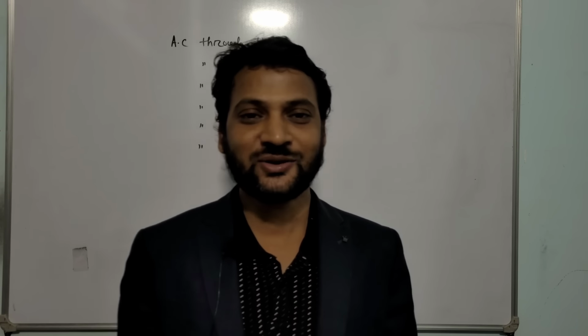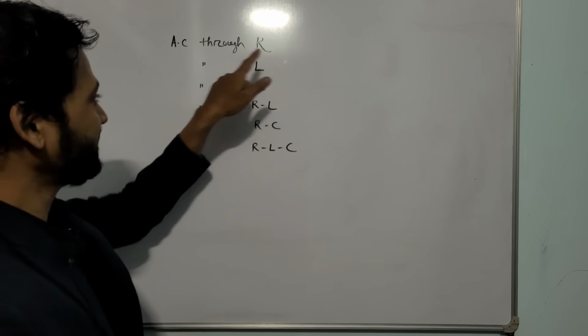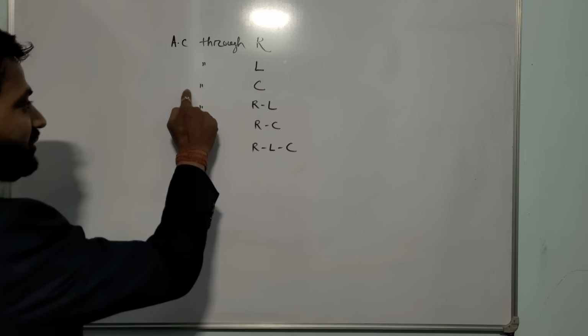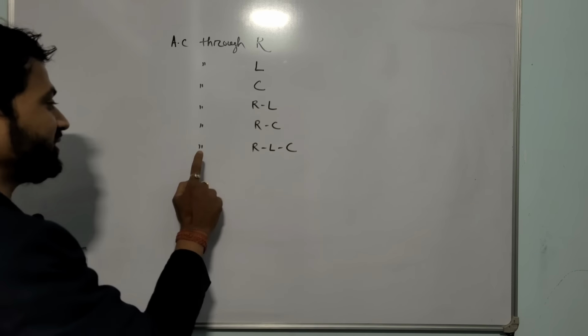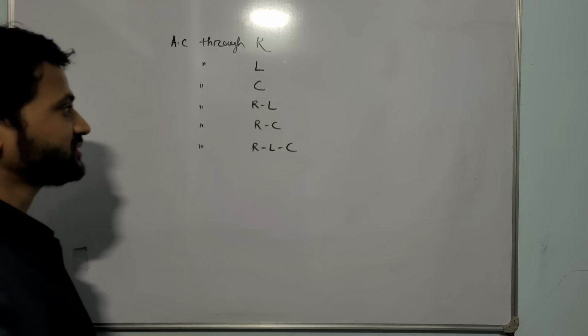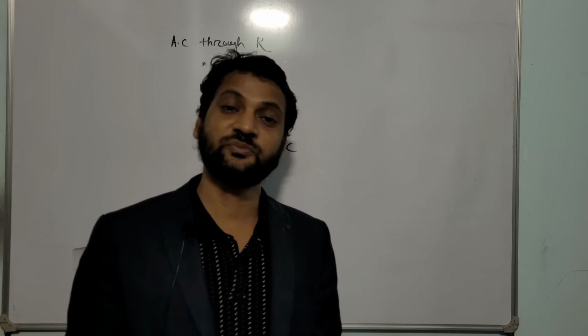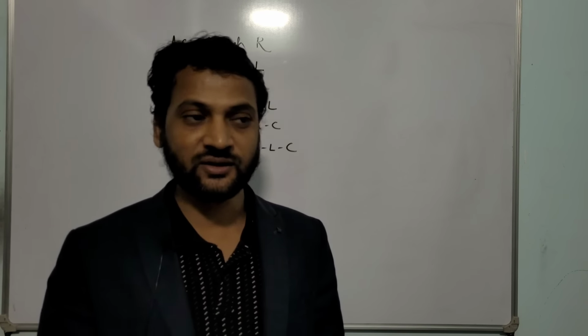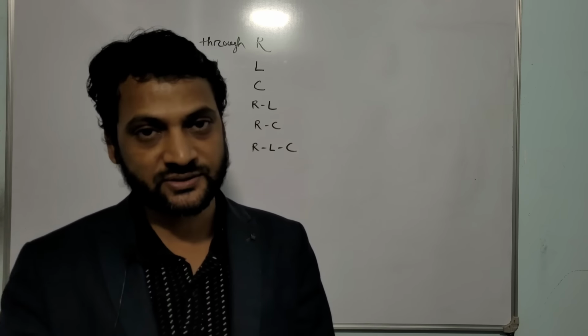Hello everyone, good evening. In this lecture I am going to explain the following topics: AC through resistor, AC through pure inductor, AC through pure capacitor, AC through RL circuit, AC through RC circuit, and finally AC through RLC circuit. We'll discuss in detail, if AC supply is given to a pure resistor, pure inductor, or pure capacitor, what about its opposition, like resistance, inductive reactance and capacitive reactance?